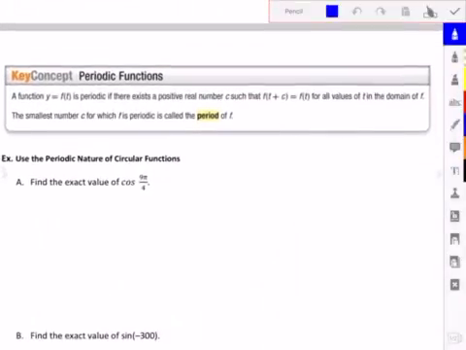Okay, periodic functions. A function y equals f of t is periodic if there exists a positive real number c such that f of t plus c equals f of t for all values of t in the domain of t. The smallest number c for which f is periodic is called the period of t.